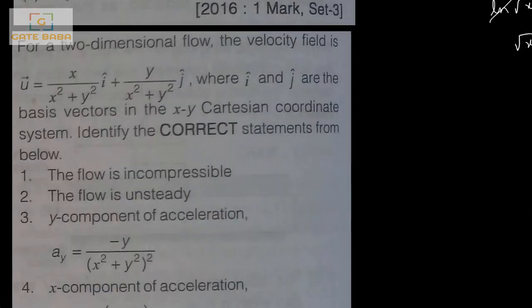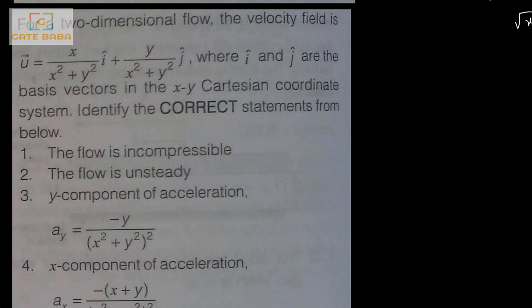And the next question seems something very complicated. In a two-dimensional flow, the velocity field is given where u is x by x square plus y square and v is y by x square plus y square, with i bar and j bar. Very big functions, but we know that very well. What is he asking? Identify the correct statements. The flow is incompressible. What is the condition for incompressible flow? It must satisfy the continuity equation.